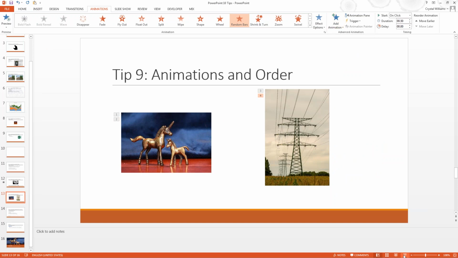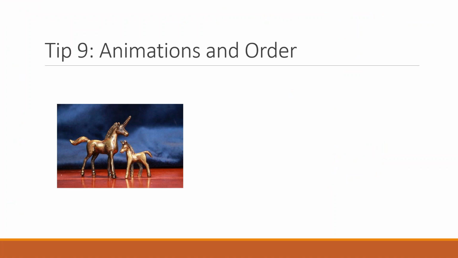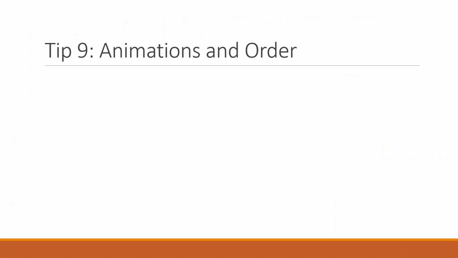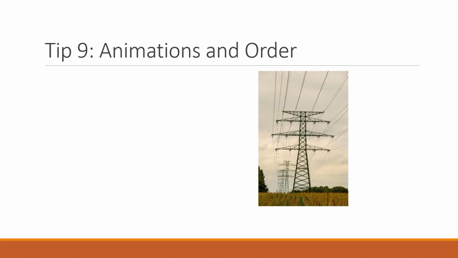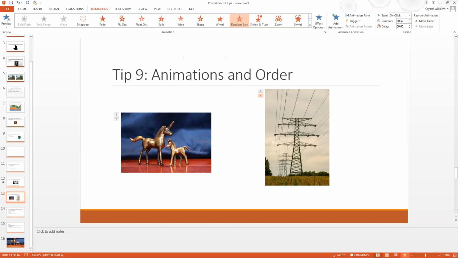Let's do the presentation. I decide to start talking about fantasy. I am done talking about fantasy. I talk about science. I am done talking about science. And to move between the two images, I just used my Enter key on my keyboard, and we'll talk more about keyboard shortcuts in a minute. So that's tip number 9, understanding and using animations in order appropriately.